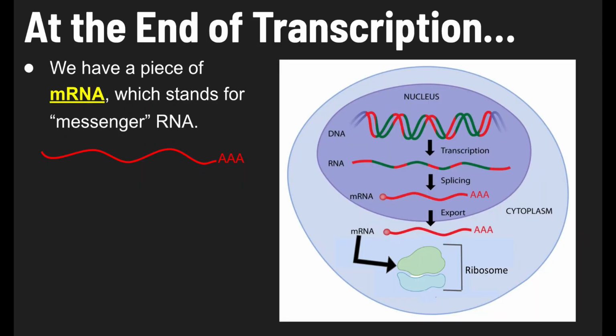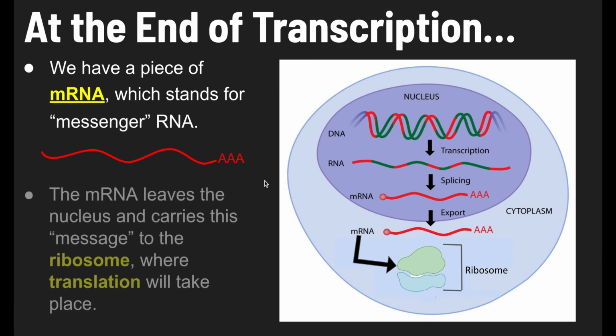Okay. At the end of transcription, let's pick up where we left off. We had a piece of mRNA, which stands for messenger RNA, and it looks like this. That mRNA leaves the nucleus and it carries the message. That's why we call it messenger RNA. It carries the message that was stored in the DNA. That message was the instructions on how to build a protein. It carries that message to the ribosome, where translation will take place.